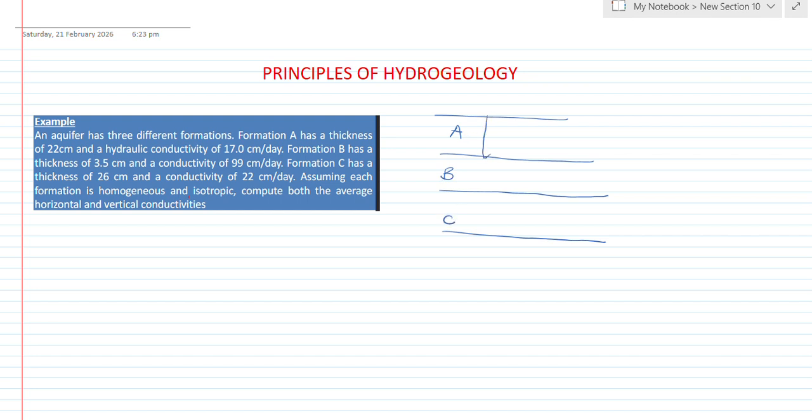Now layer A has a thickness of 22 centimeters, and it has a hydraulic conductivity, that is the K, equal to 17.0 centimeters per day. Then layer B has a thickness of 3.5 centimeters and a hydraulic conductivity of 99 centimeters per day. Then layer C has a thickness of 26 centimeters. It has a hydraulic conductivity of 22 centimeters per day.